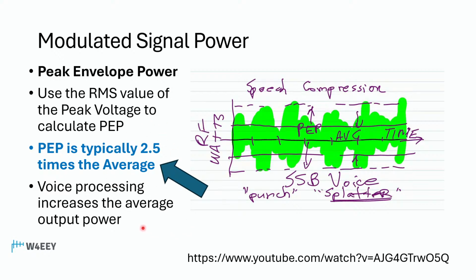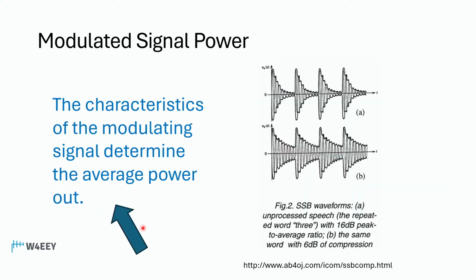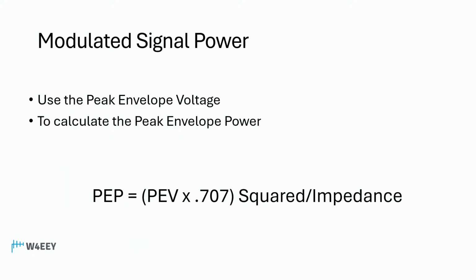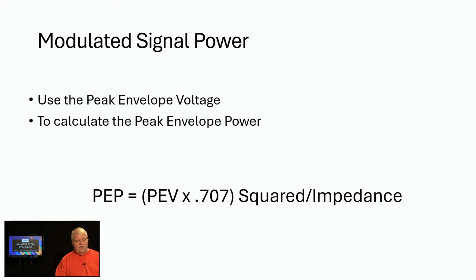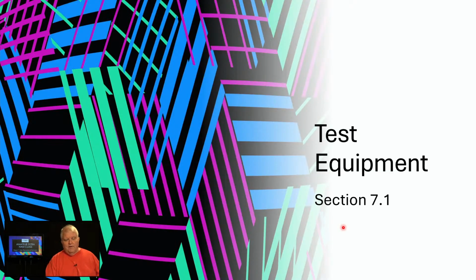And voice processing is what increases average power of a modulated signal. It is the characteristics of the modulating signal that determines the average power output from a single sideband transmitter or an AM transmitter, for example. And to measure peak envelope power, we use the peak envelope voltage, take it to RMS, square it, and then divide it by the impedance, which typically is 50 ohms. All right, that was all waveform review, not on the test, but as background information for us to get started.